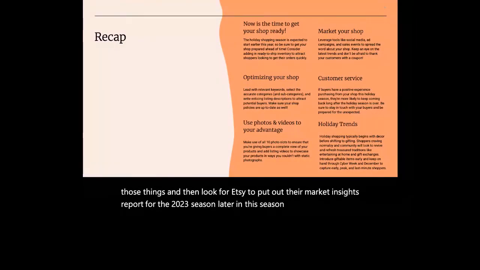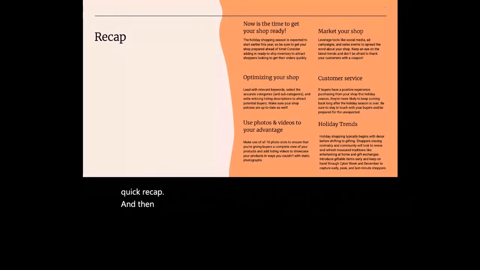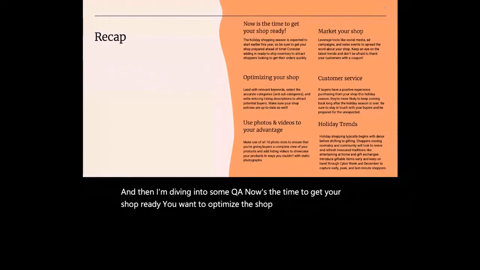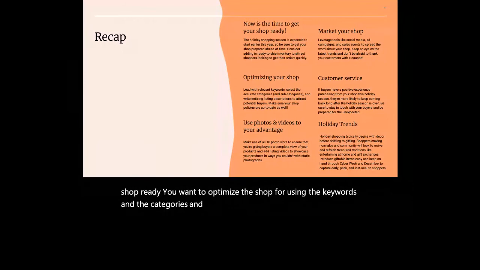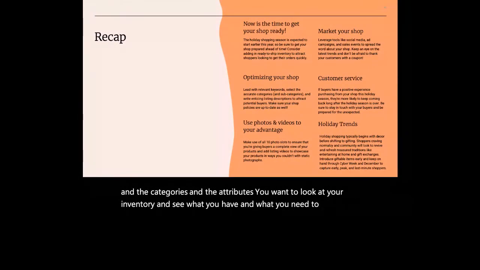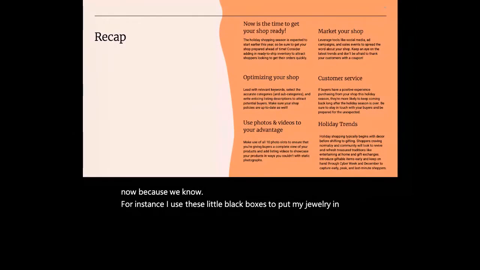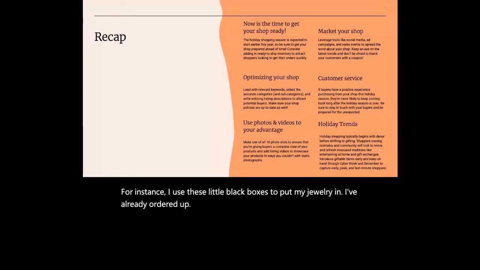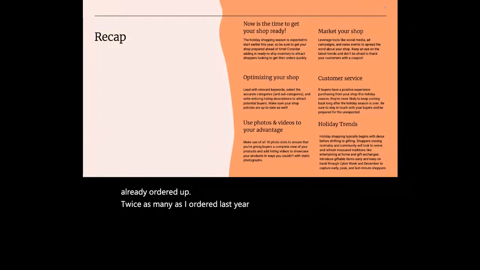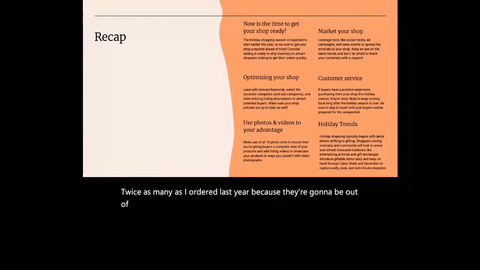Let's do a quick recap and then I'm diving into some Q&A. Now's the time to get your shop ready. You want to optimize the shop using the keywords and the categories and the attributes. You want to look at your inventory and see what you have and what you need to order right now, because we know, for instance, I use these little black boxes to put my jewelry in. I've already ordered twice as many as I ordered last year because they're going to be out of stock. And then I'm going to be here trying to figure out what am I going to put the jewelry in.